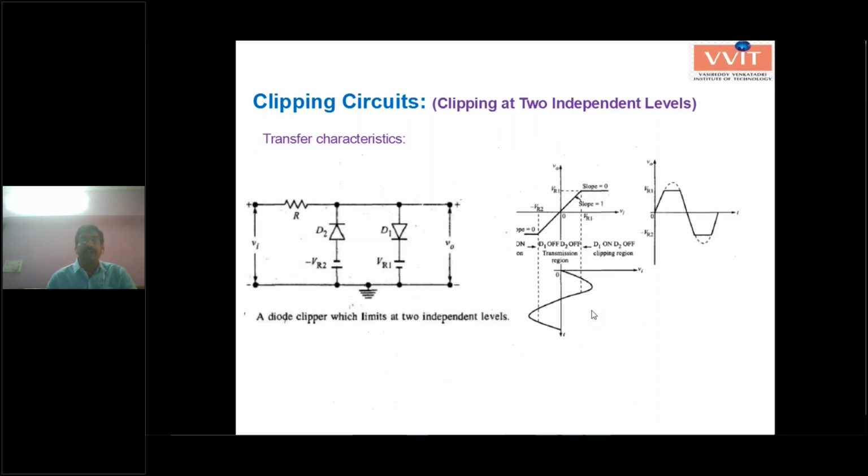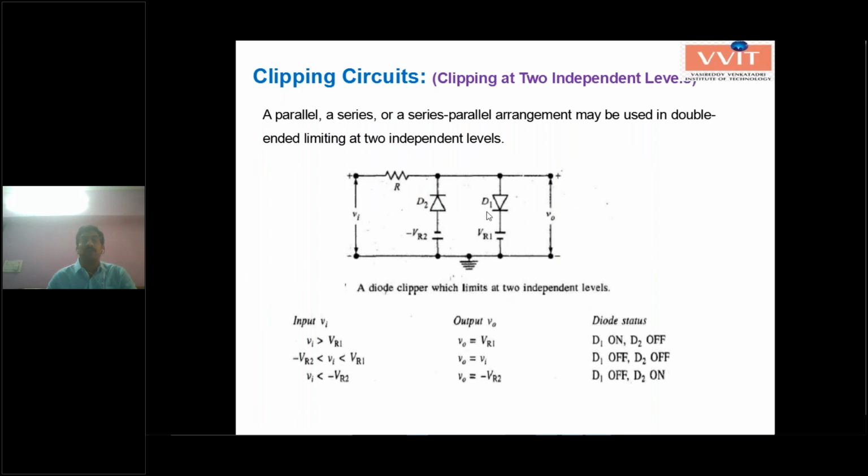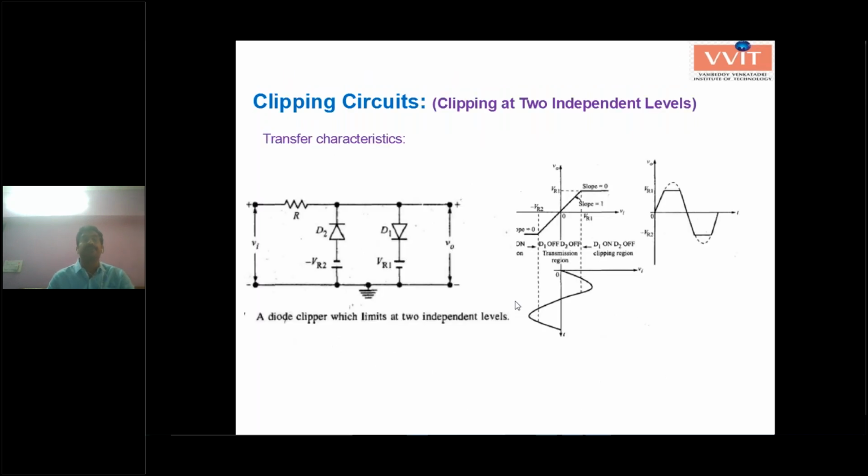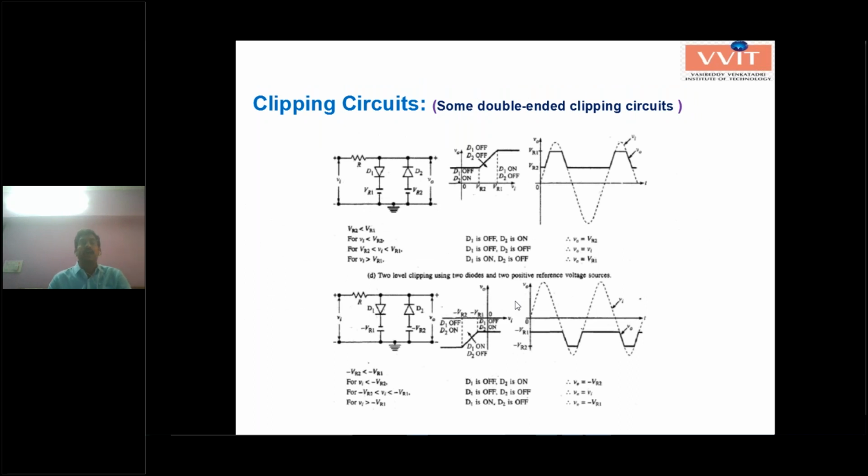Generally the important one is where one reference voltage is positive and the other is negative. This is the one to write for the external examination. Clipping at two independent levels means you have to draw this and explain these three conditions, the input and output waveforms, and the transfer characteristic curve. You have to explain it and draw it. And next, this is the positive reference voltage, and these are the two negative reference voltages.